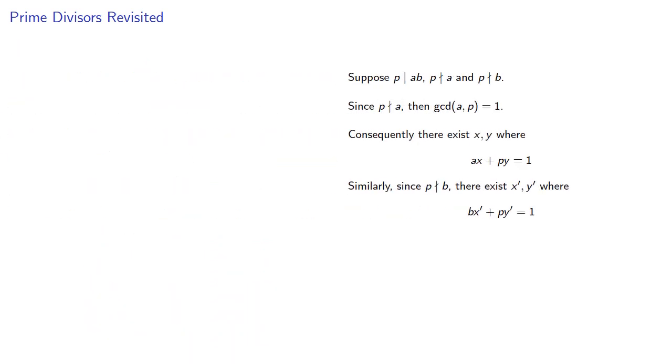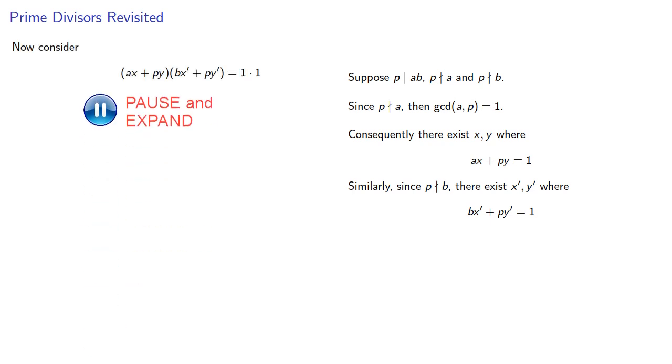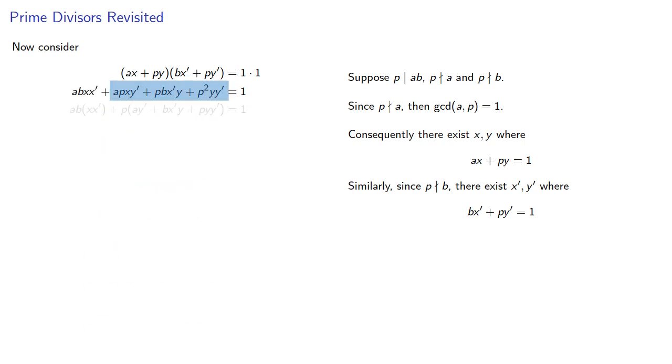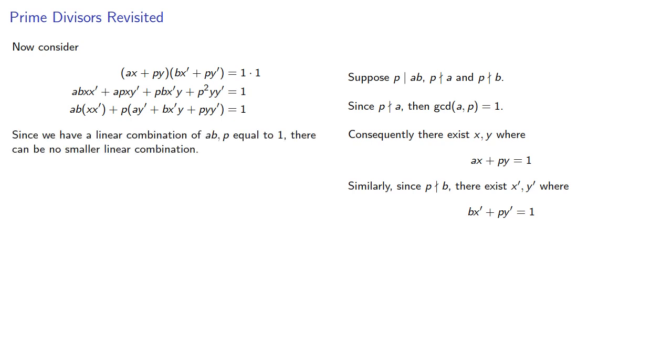Now consider the product of these two expressions on the left. That's going to be 1 times 1, so we can expand. And everything here has a factor of p, so we'll pull that out. And so now I have a linear combination of ab and p equal to 1. And since it's equal to 1, there can be no smaller linear combination. So by what we determined earlier, this must be the greatest common divisor of ab and p.